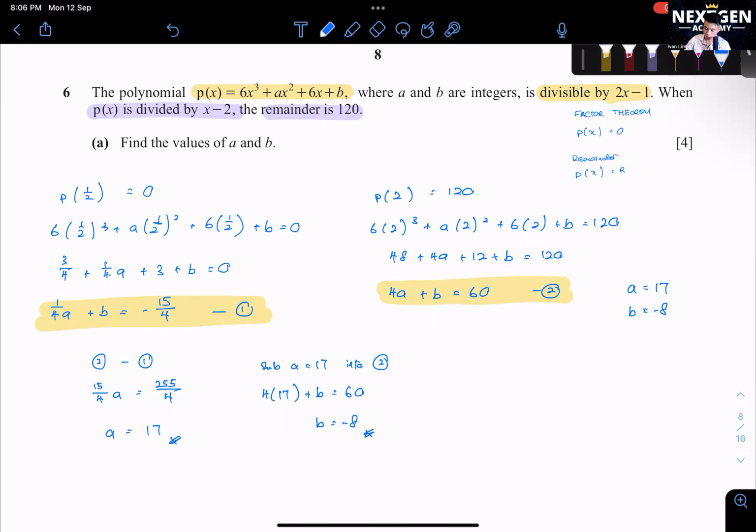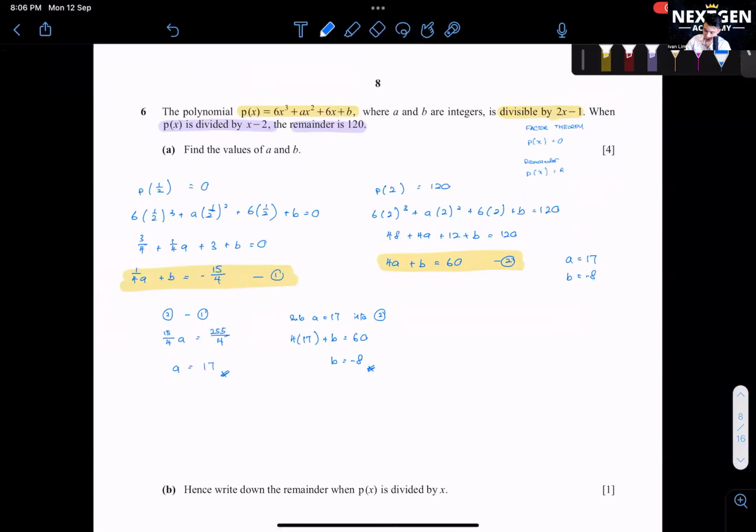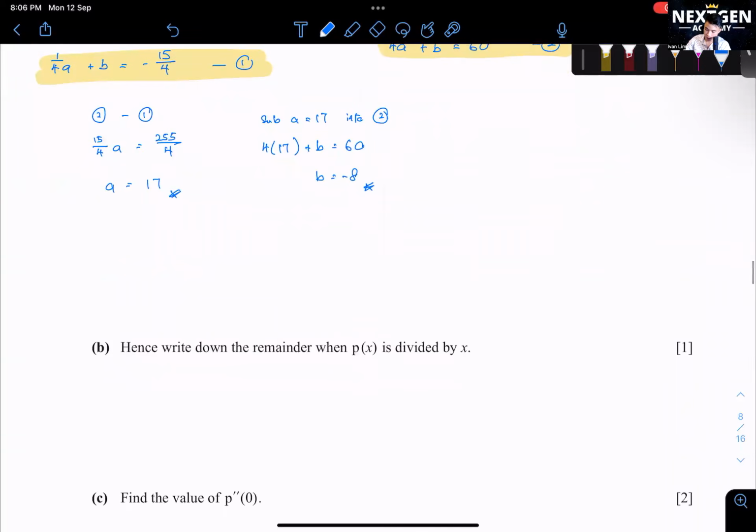Okay, next one. Now we got the equation. Hence write down the remainder when px is divided by x. I see a lot of students don't know how to do this question. When it's divided by x, right?